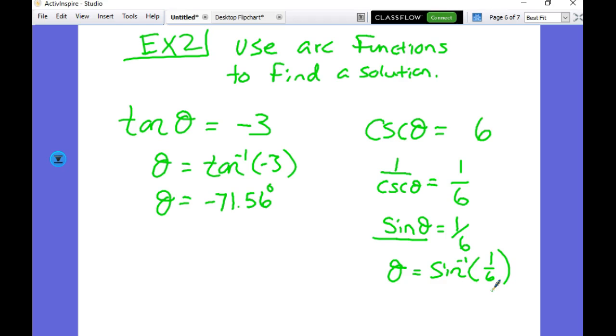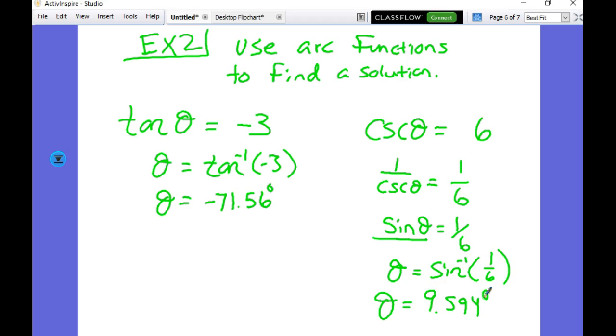And now we get to put it in our calculator. So go ahead and do that. What is arc sine of 1/6? What is it again? 9.594, and that's degrees. So what quadrant are we in? Quadrant 1. It's barely off the x-axis, very low.